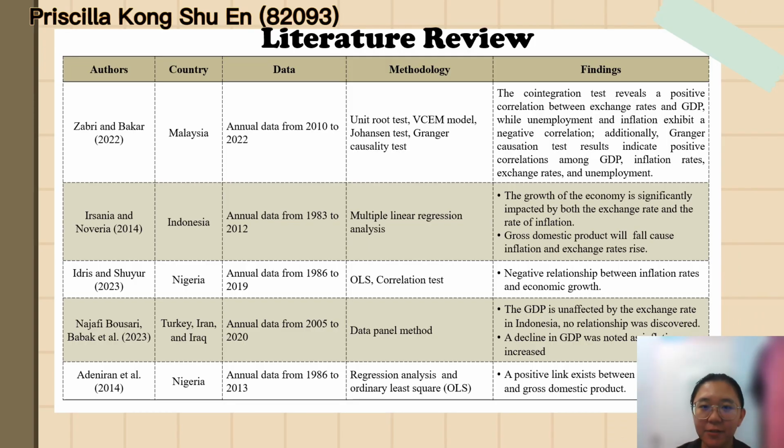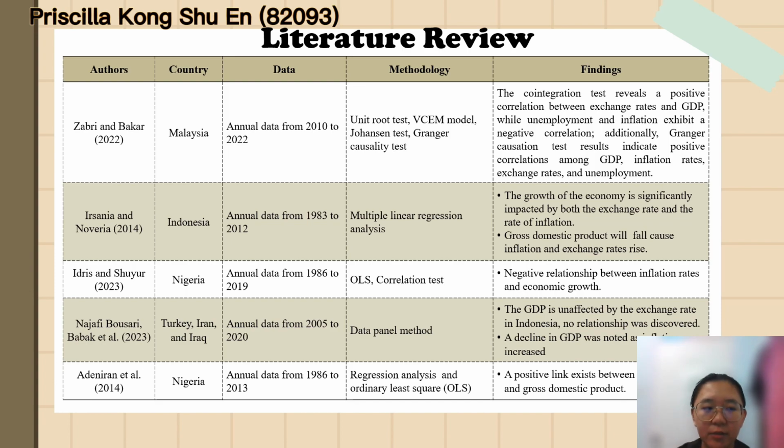My name is Priscilla Goh. Now I want to present my part, the literature review. The first article is using the Unit root test, VECM, JJ, and the Granger causality test. The first result shows the exchange rate and the GDP have a positive correlation, but unemployment rate and inflation show a negative correlation. The Granger test shows a positive correlation between the GDP, inflation rate, exchange rate, and the unemployment rate.